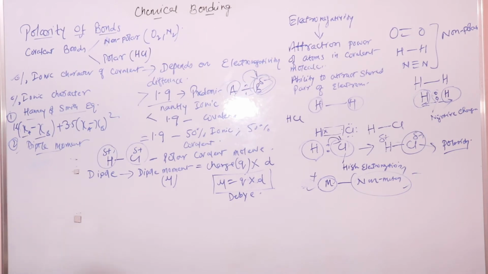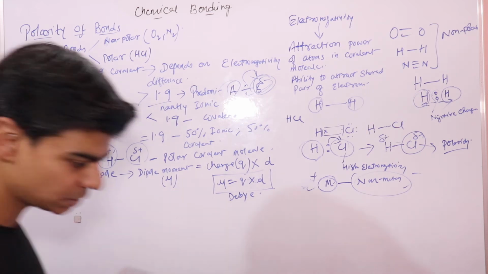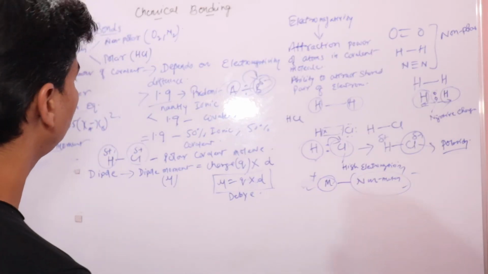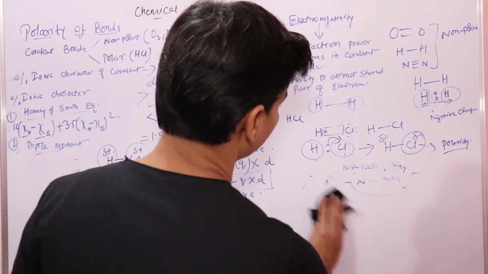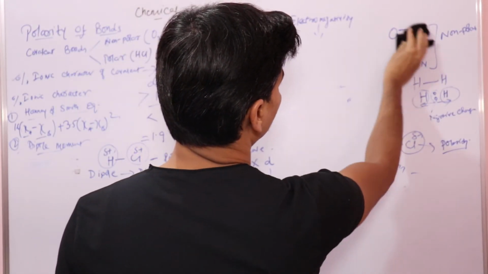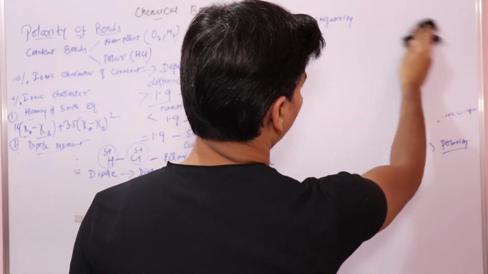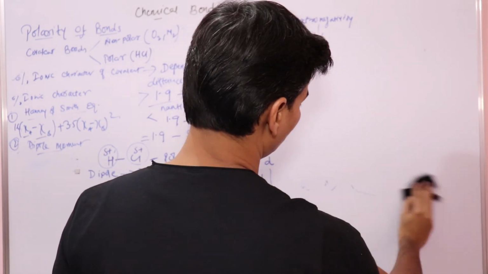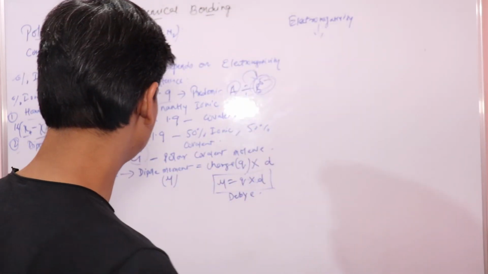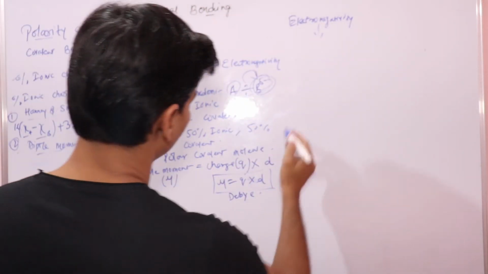So let's talk now more about dipole moment. How do we represent dipole moment, and then we will see the dipole moment of some important molecules. Let's just rub this. Dipole moment of some important molecules. We took the example of HCl.